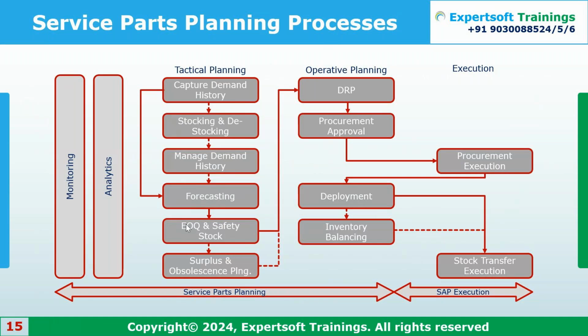Surplus and obsolescence is, suppose a product is going to become obsolete in future, those things we manage in this last part. Also, if there is any excess quantity, those things we deal with here.